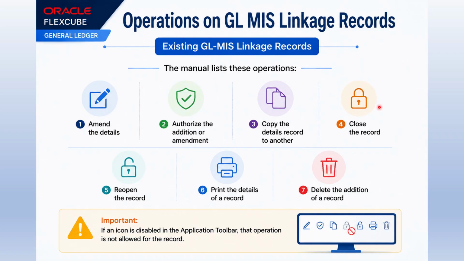Operations on GL MIS linkage records. Once GL MIS linkage records exist, the manual provides several operations. We can amend the details. We can authorize an addition or amendment. We can copy the details of one record to another. We can close a record. We can reopen a record. We can print the details of a record. And we can delete the addition of a record. One important point from the manual. If an operation icon is disabled in the application toolbar, that operation is not allowed for that particular record.